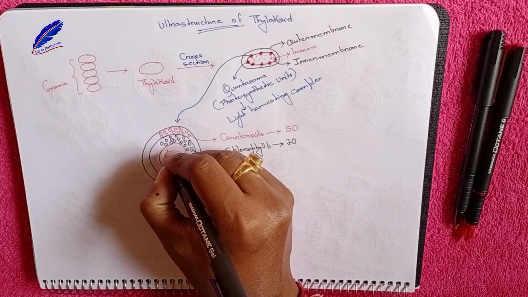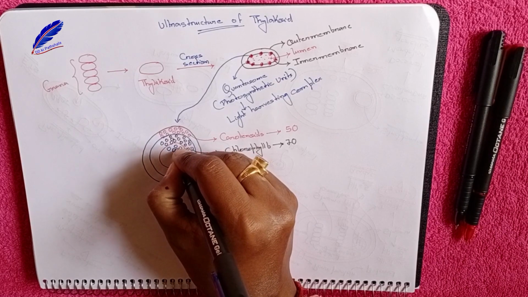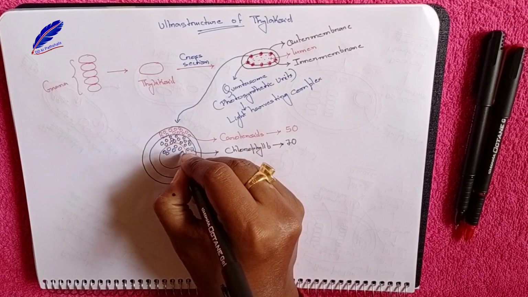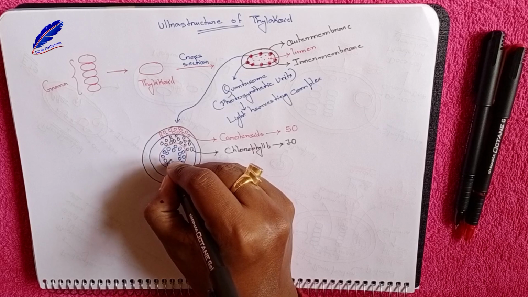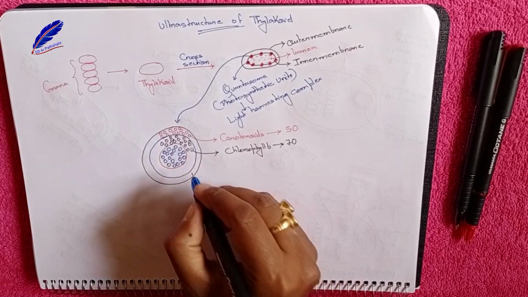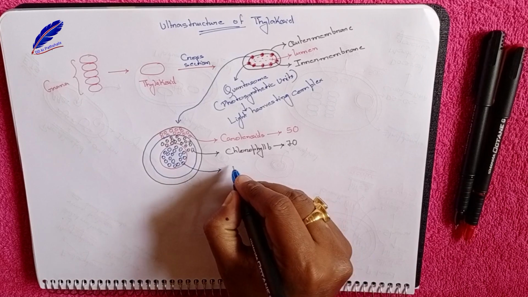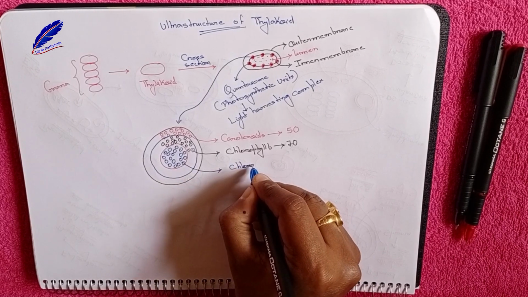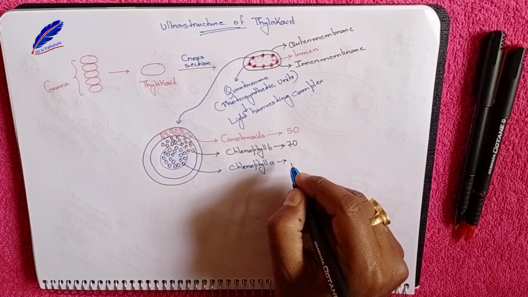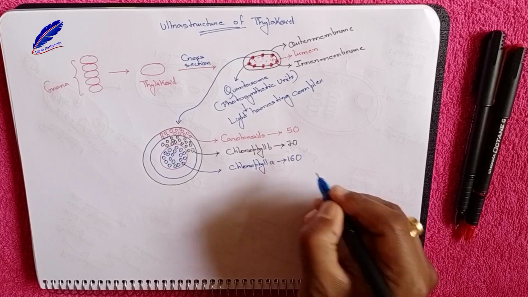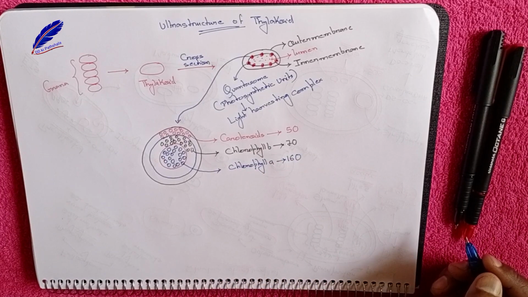and at the middle there lie the molecules of chlorophyll A. Approximately 160 molecules of chlorophyll A reside at the center of a single quantasome or photosynthetic unit.